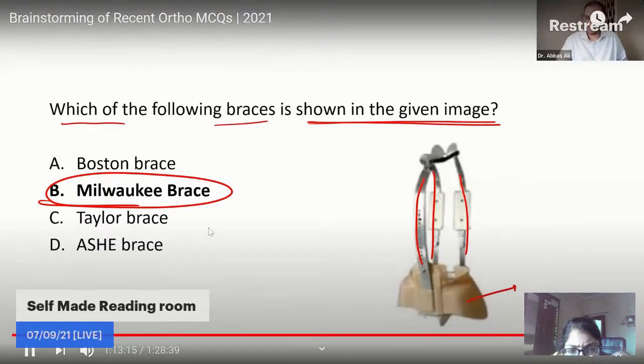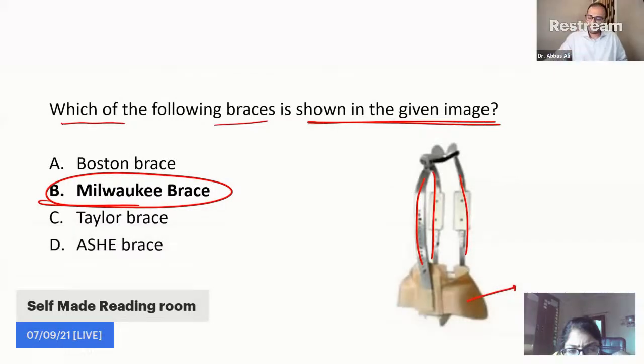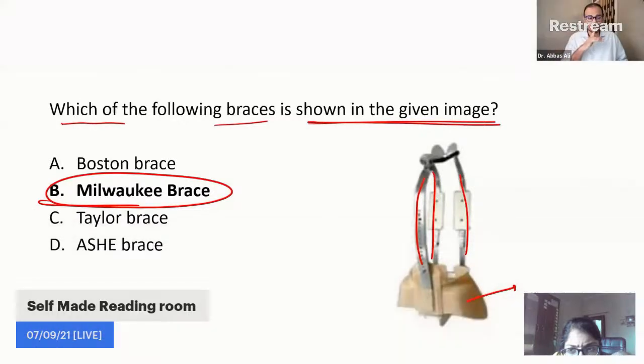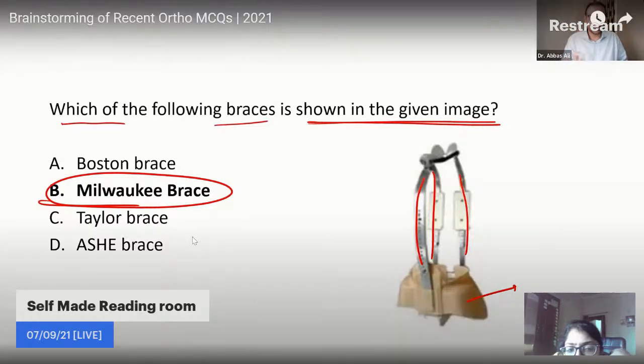Can you tell me scoliosis is more common in males or females? Females. Okay, it's more common in females. And what is the most common type of scoliosis? Congenital or idiopathic? Idiopathic. And most commonly occurs in which age group? Infants, juvenile or adolescents? Adolescents. So idiopathic adolescent scoliosis in females is the most common type of scoliosis. Right? Okay.